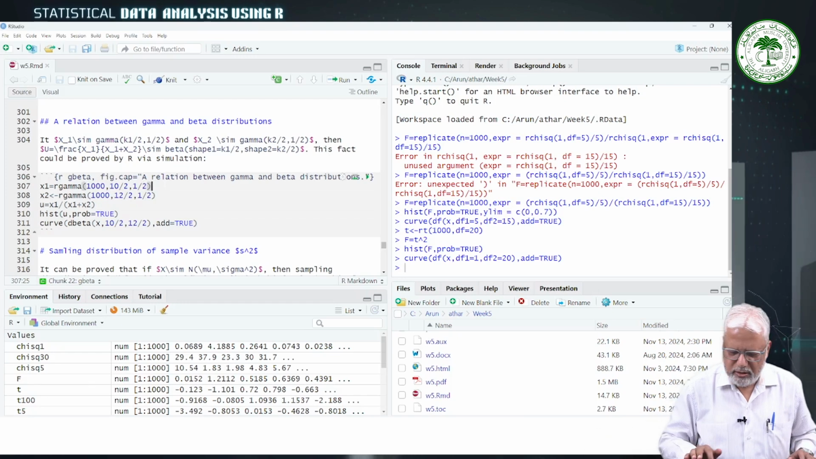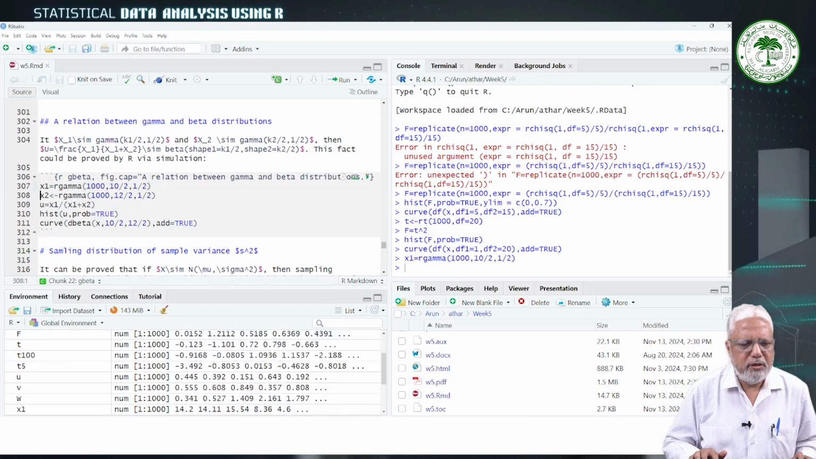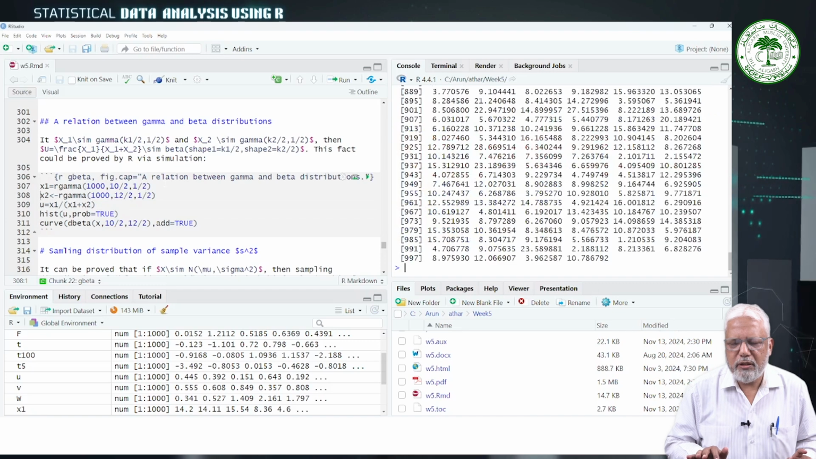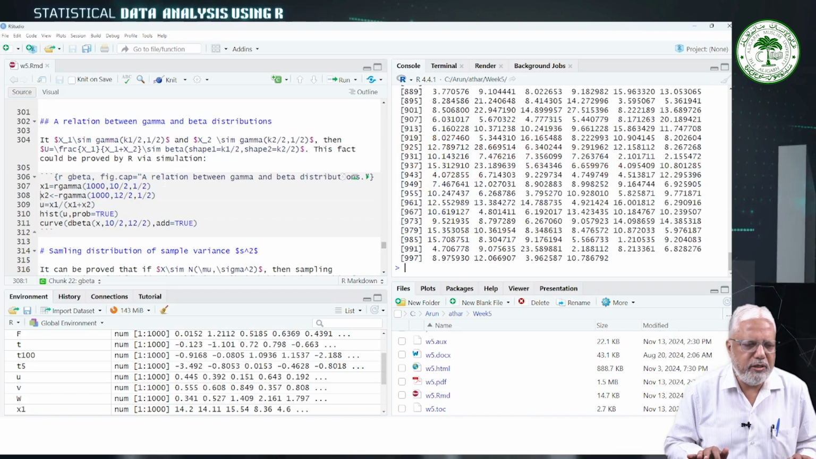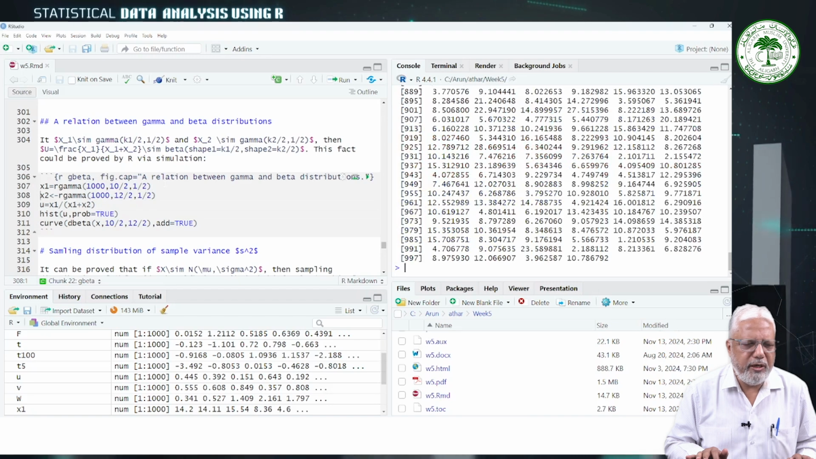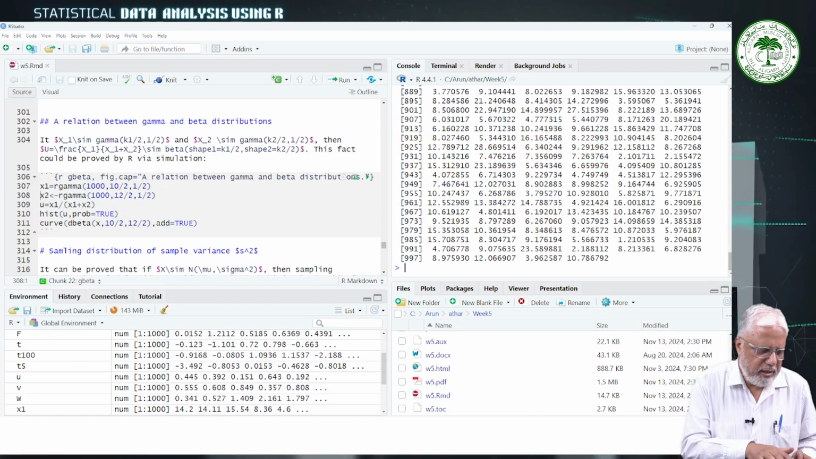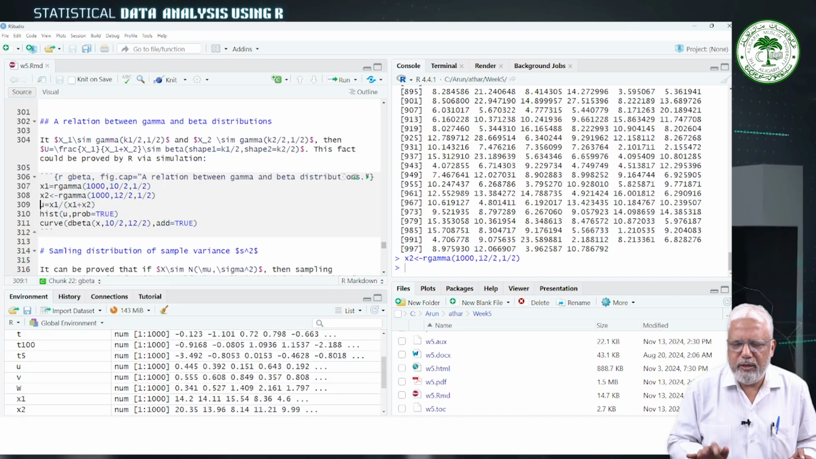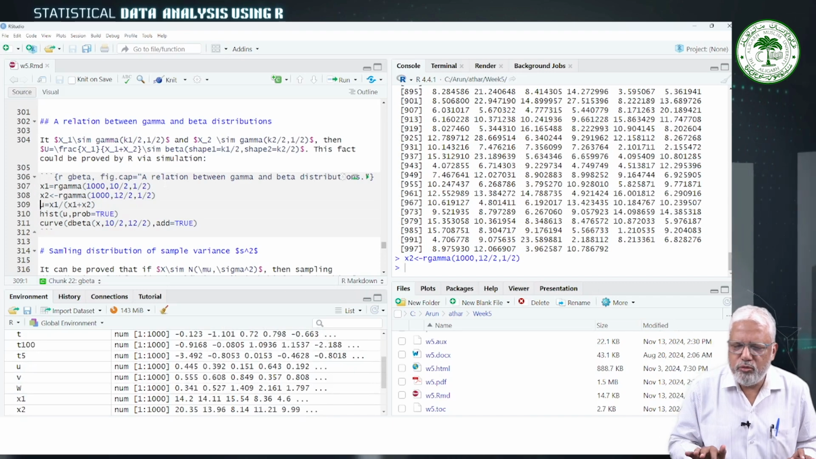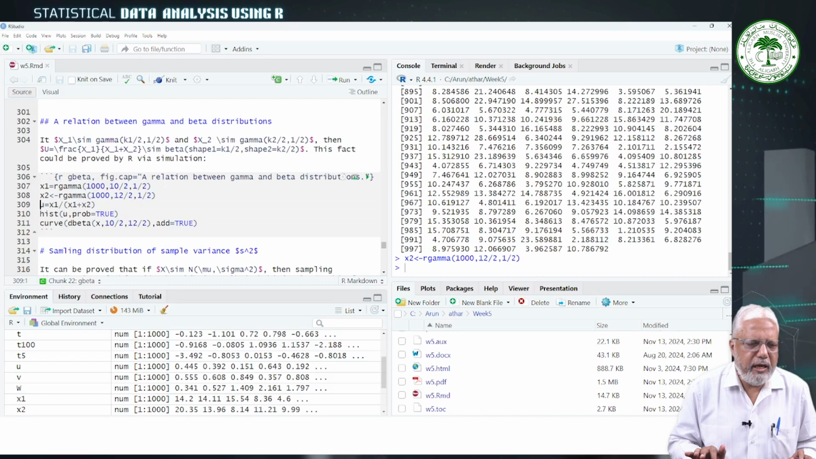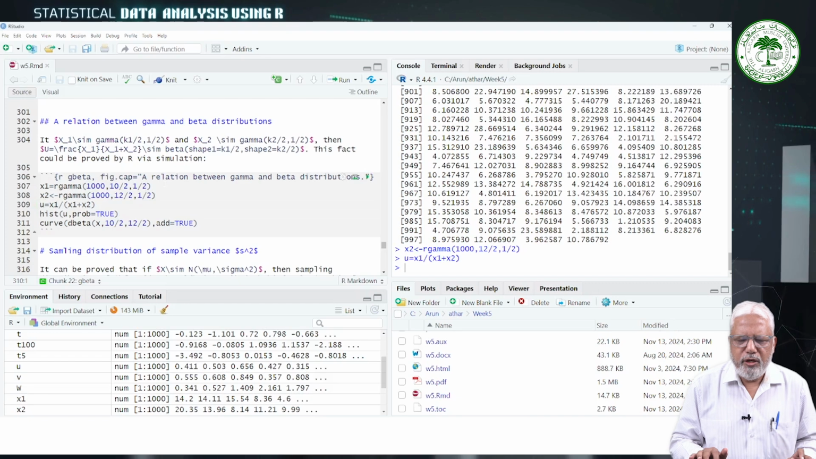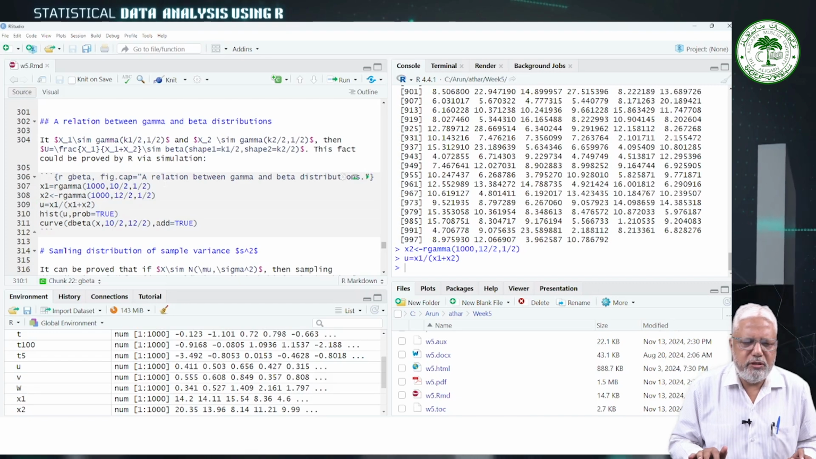We are running x1, 1000 gamma random variables, control 2, x1. These are 1000 random gamma variates with shape parameter 10 by 2 and rate parameter half. And then x2, another gamma random variable, which is having shape equal to 12 by 2 and rate equal to 1 by half. And then we are going to define this expression x1 divided by x1 plus x2. And this u random variable should follow a beta distribution with 10 by 2.